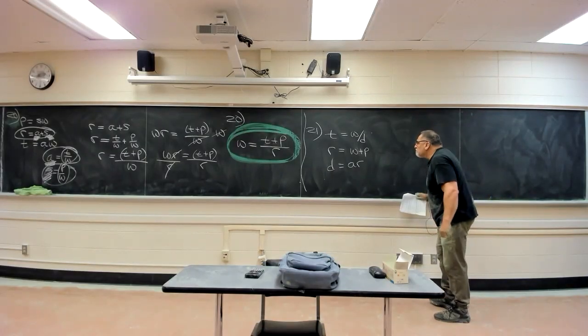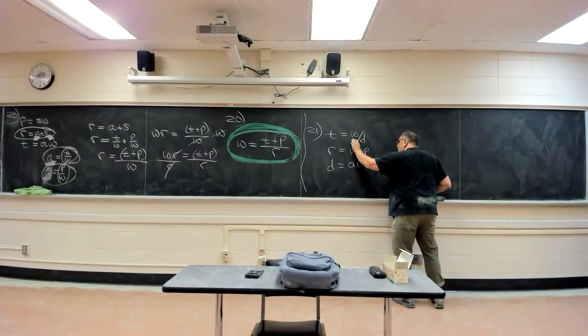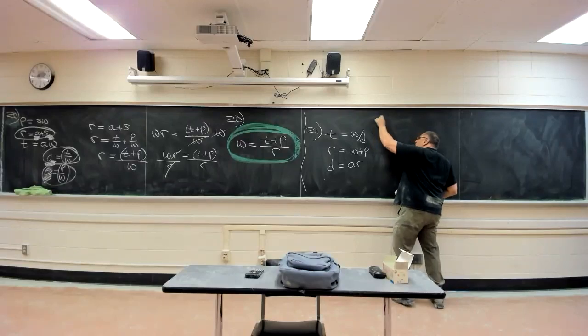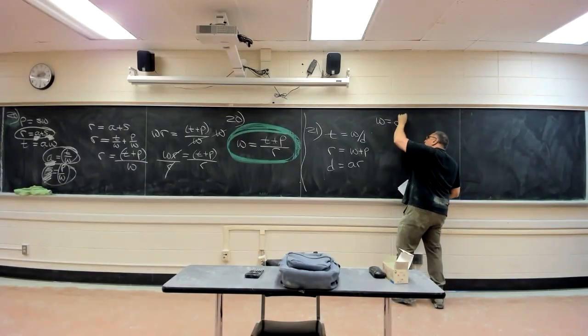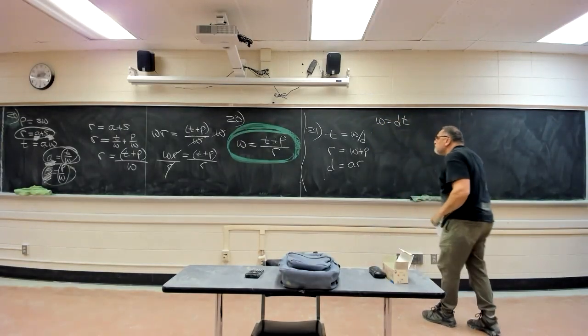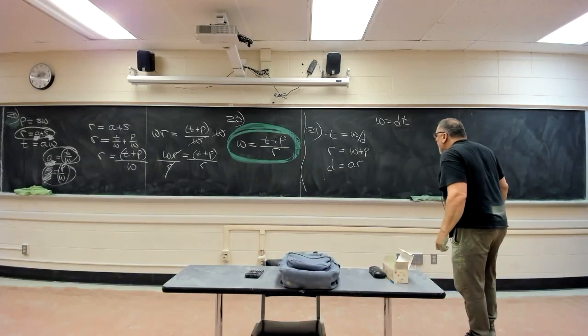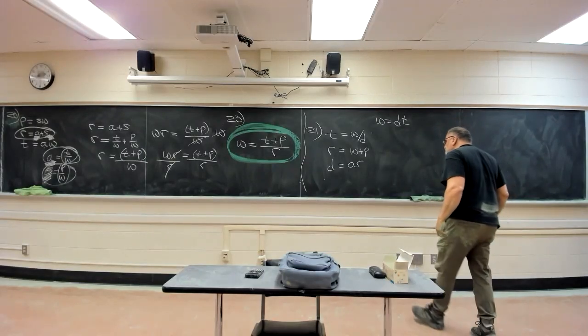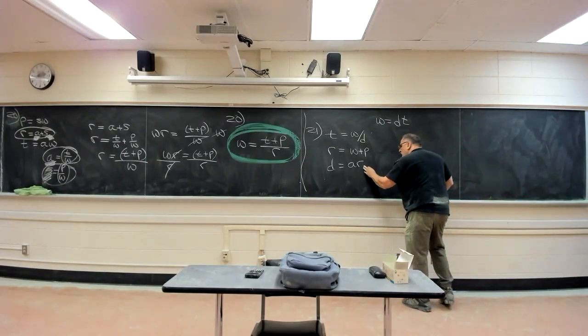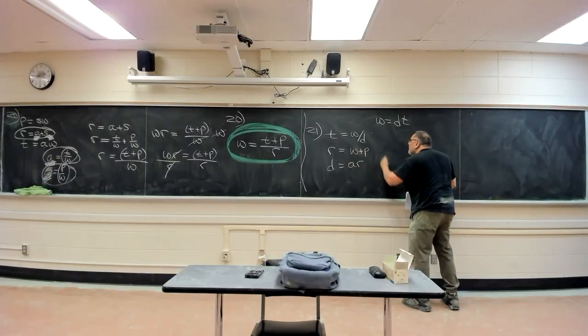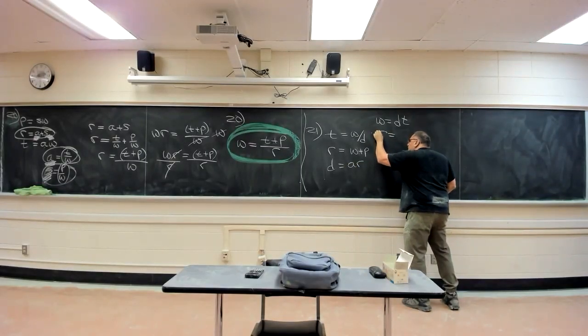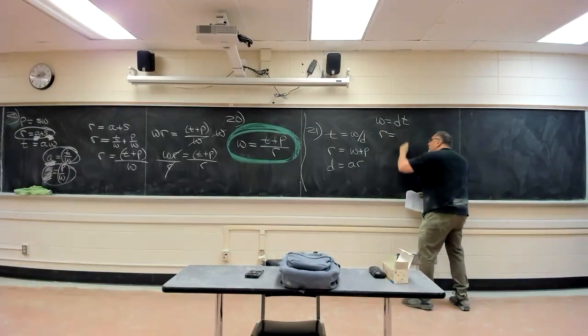Let me multiply by D on each side for the top one, and W is equal to D times T. For the bottom one, let me divide by A on each side, and R is equal to D over A.